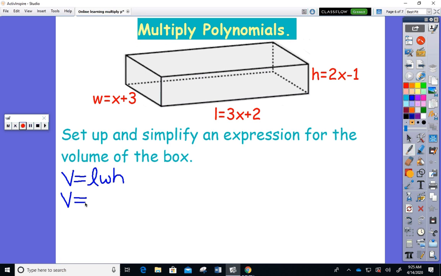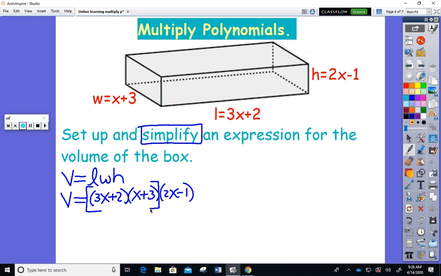But for this problem, I'm labeling the length as 3x plus 2. I'm labeling the width as x plus 3. And I'm labeling the height as 2x minus 1. So that would be one expression for the volume of the box. But if they want you to multiply it out and simplify, then we've got to do what we did on the problems before. So remember, I would take the first 2 and do FOIL method. And then when I get what's inside the brackets cleaned up, I would multiply my 3-term trinomial by my 2-term binomial using either the horizontal method, the column method, or the box method.